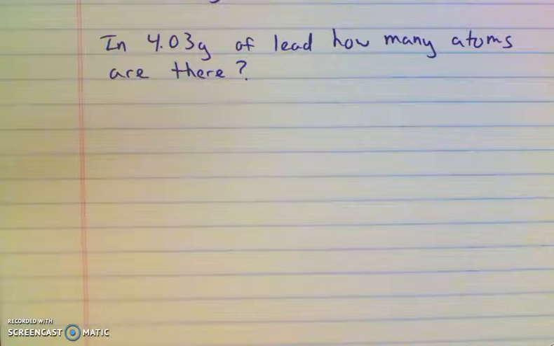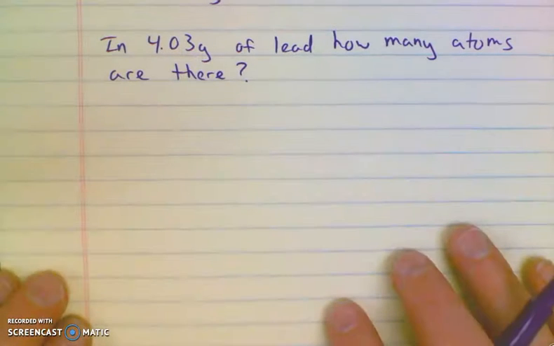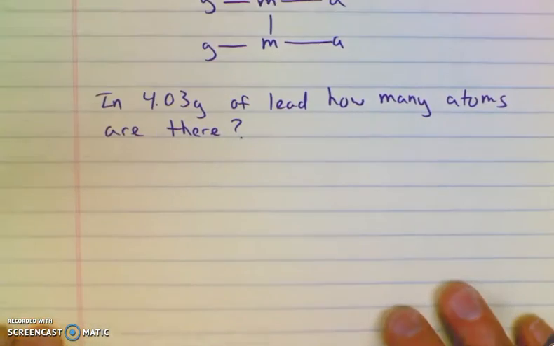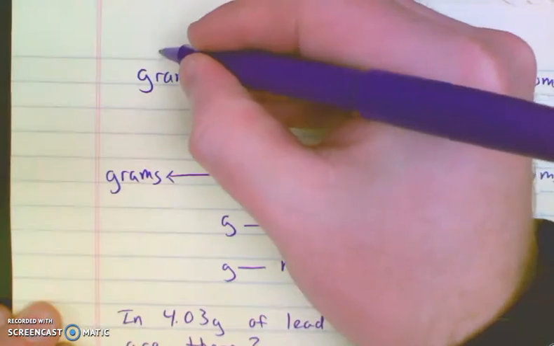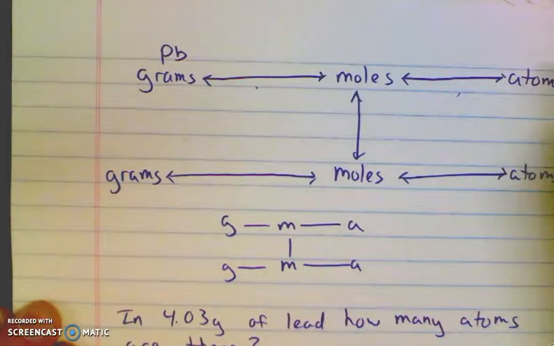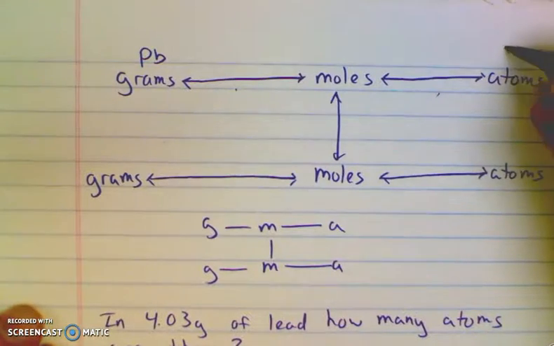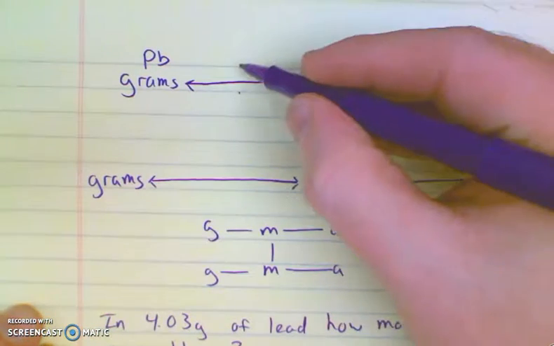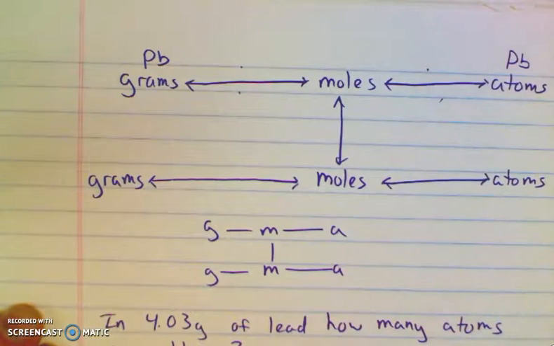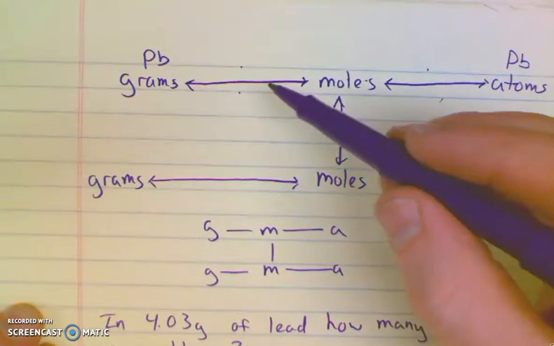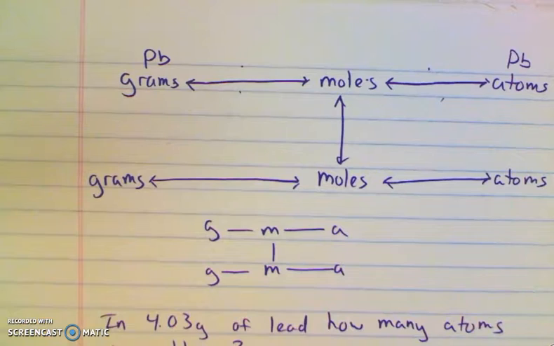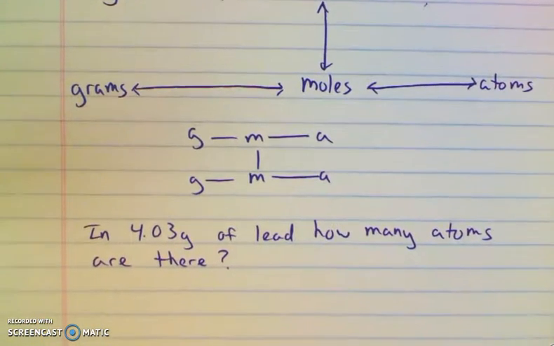Okay, so let's try a two-step problem. In 4.03 grams of lead, how many atoms are there? Let's take a look at how we would use the graphic organizer. So here's what you do. We're starting with grams of lead. We want to get to atoms of lead. So that's going to take 1, 2 steps. We have to go from grams to moles and then convert the moles into atoms. Basically, the number of lines will dictate how many sets of parentheses we need to put down.